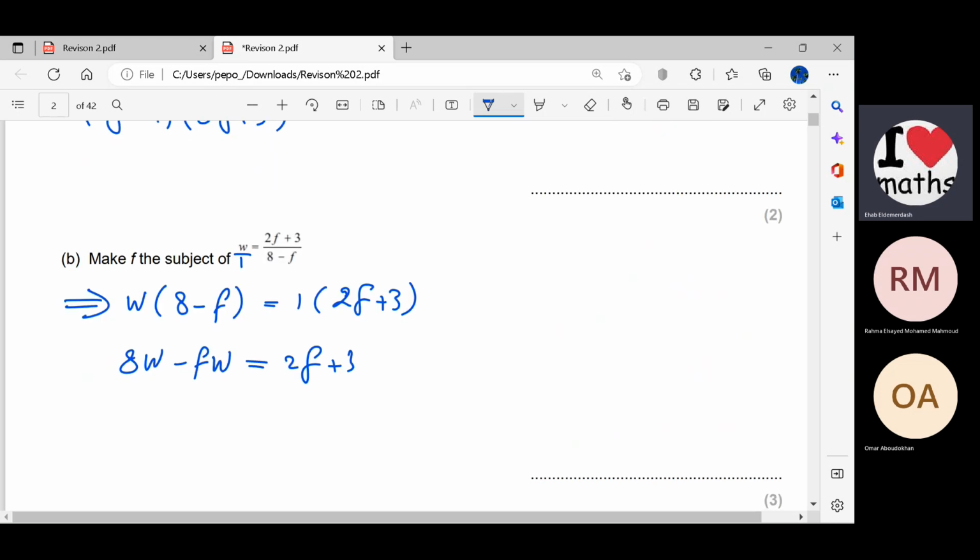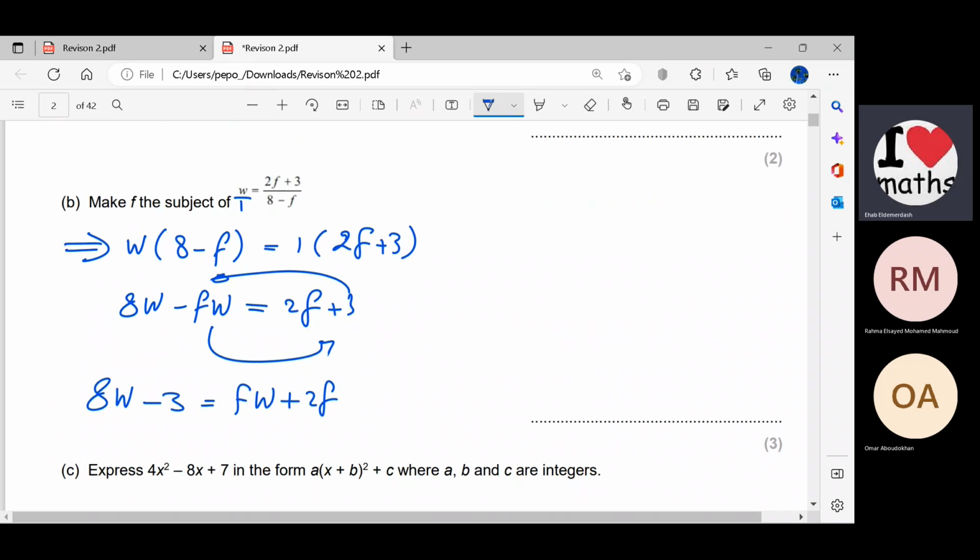And then after that, what we did: they are asking for getting the F as a fact, which is the subject. So we can collect all the F in one side and the terms without F in another side. Right? So what we have to do, I can send this one to the right and I can send the 3 to the left. Are you with me? To make it easy, here it's 8W minus 3 equal FW plus 2F.